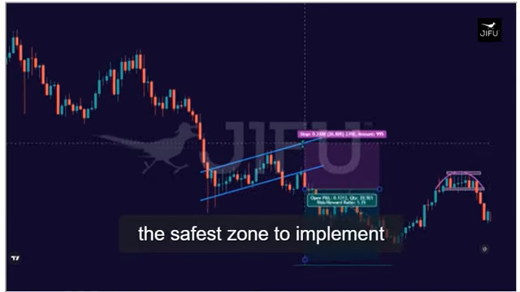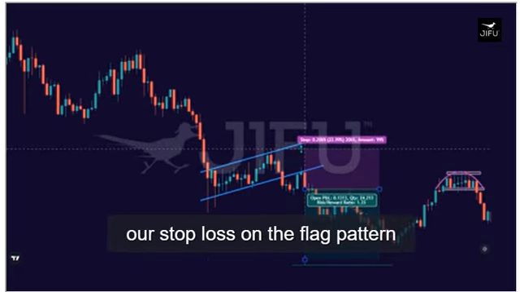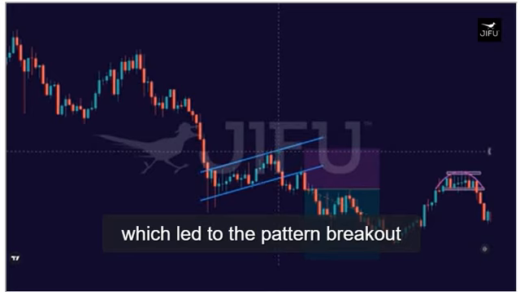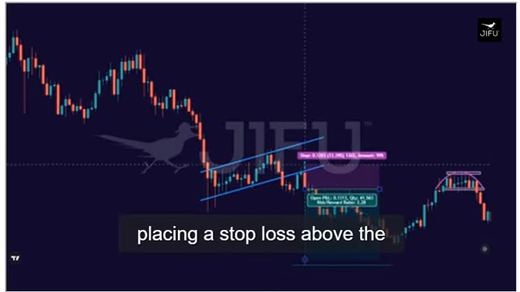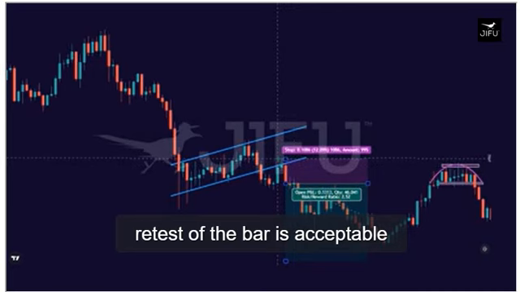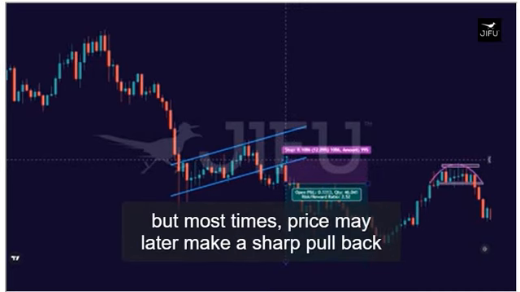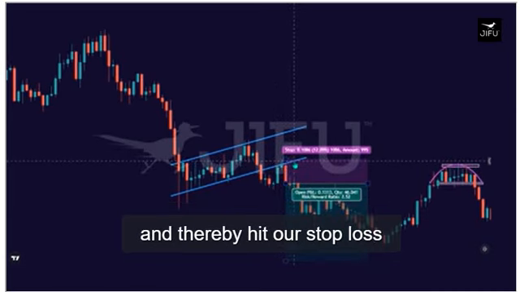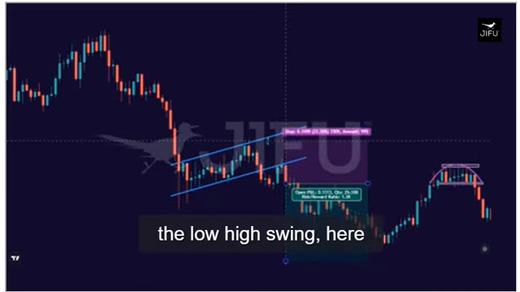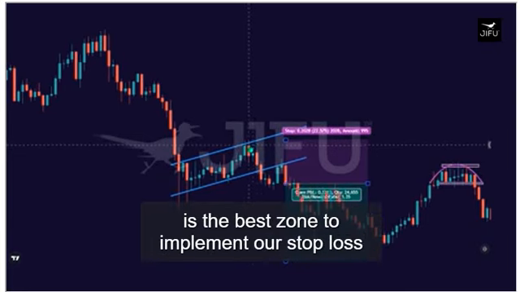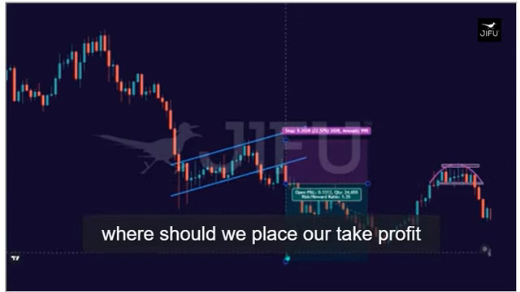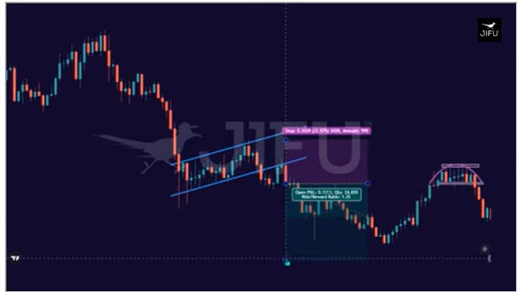The safest zone to implement our stop loss on the flag pattern should be at the last swing which led to the pattern breakout. Placing a stop loss above the retest of the bar is acceptable, but most times, price may later make a sharp pullback and thereby hit our stop loss. The low-high swing here is the best zone to implement our stop loss on the bearish flag. Where should we place our take profit on the flag pattern formation?